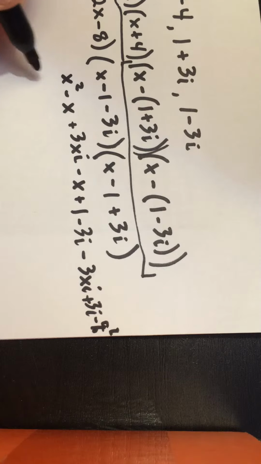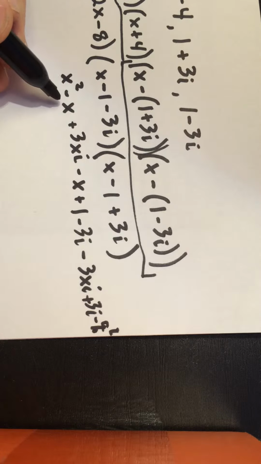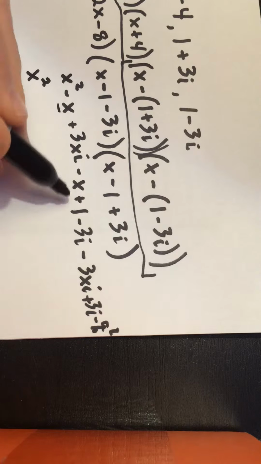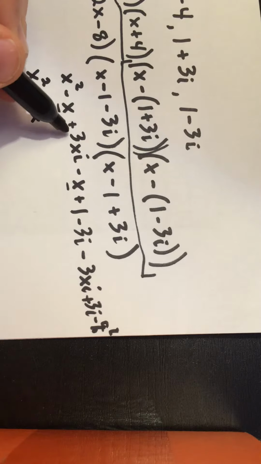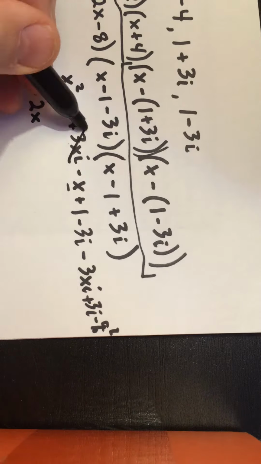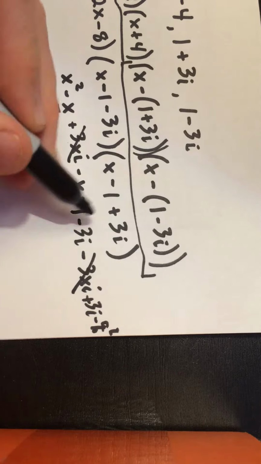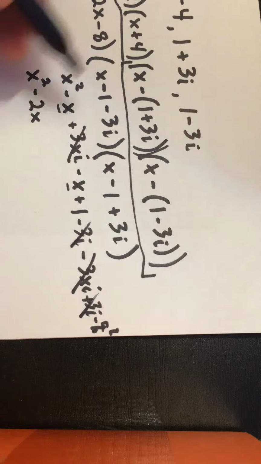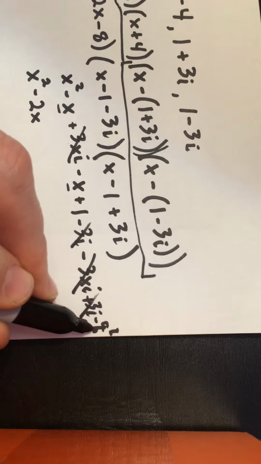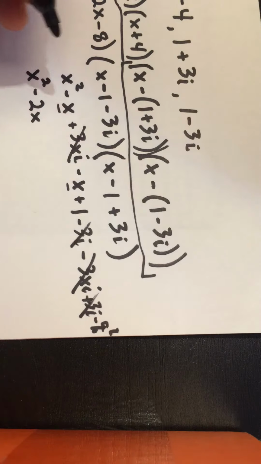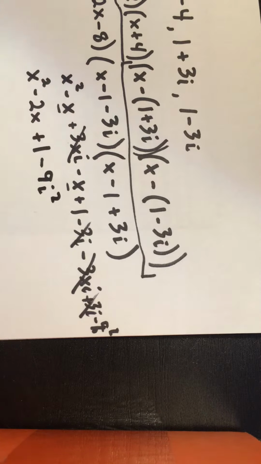After that, we can combine terms. We have one x squared term. We have two x terms here and here, so minus 2x. Thankfully, this i term, plus 3xi minus 3xi, those cancel each other out. And we have an i term here, minus 3i and plus 3i, those cancel each other out, thank goodness. And then we have plus 1 here and minus 9i squared.